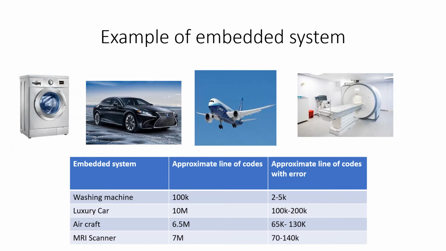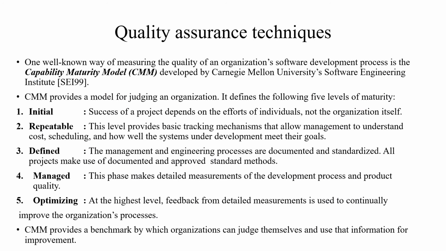For an MRI scan, we need 7 million lines of code. So approximately we got 2000 to 5000 for the washing machine. That is the number of lines of code with error. So an error count of 2000 to 5000 is possible out of 100K. So our ultimate aim is to reduce the number of lines with errors. For that, next is quality assurance technique.